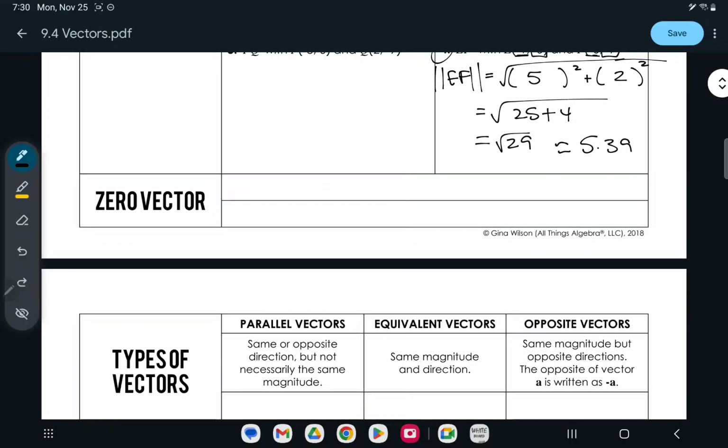Now we have something called the zero vector, and I'm hoping that you can make some inferences about what that means. That is just a vector with a magnitude of 0.